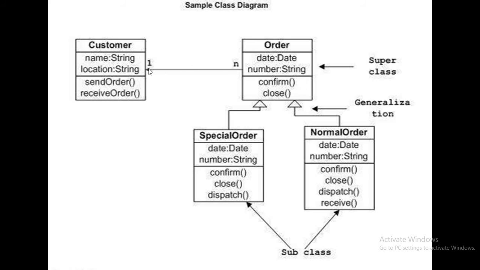And what is this relationship? This relationship is known as a one-to-many relationship. One customer places many orders. It does not matter how many orders there are. One customer may place 2 orders, one customer may place 3 orders. In general, one customer may place n orders. So the relationship is nothing but one to many. Okay. So this is a simple class diagram.